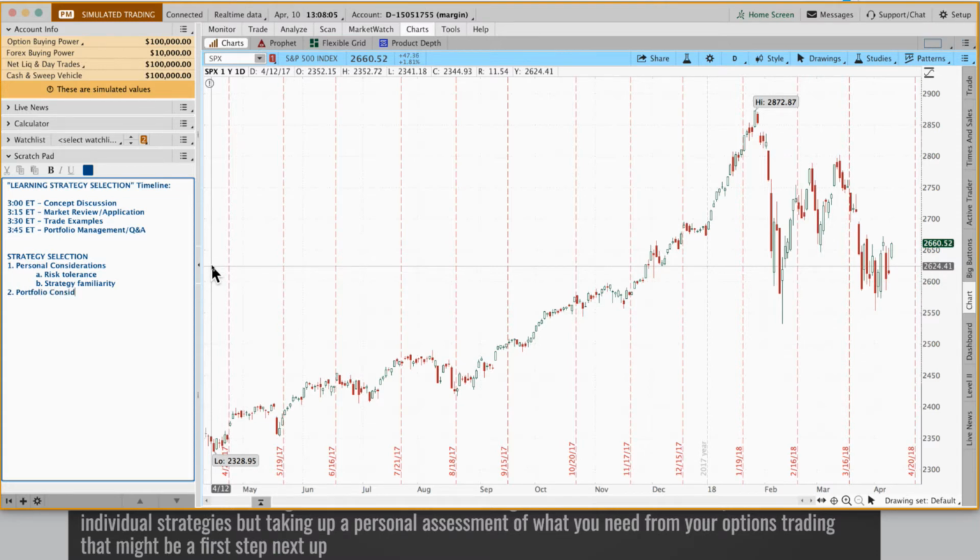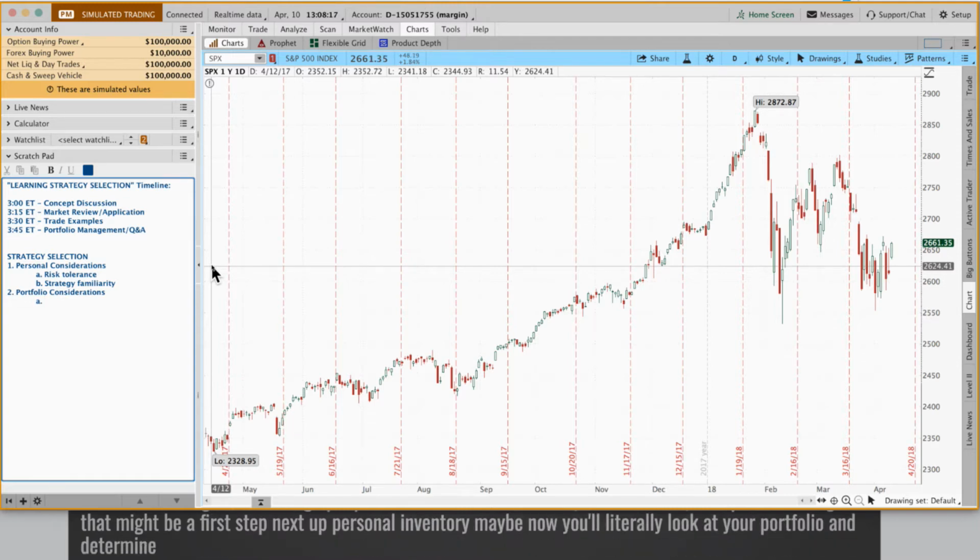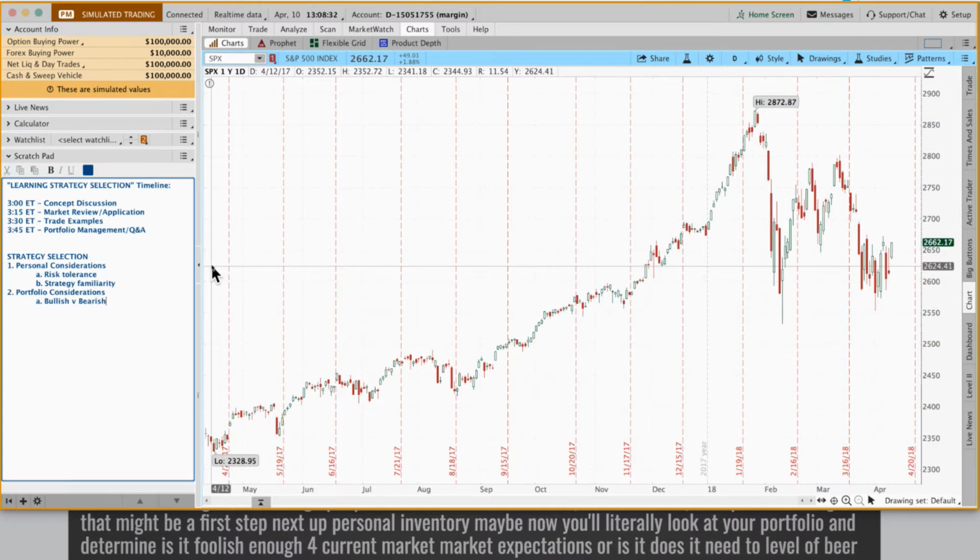Next up, your portfolio considerations. So once you've taken that personal inventory, maybe now you literally look at your portfolio and determine, is it bullish enough for current market expectations? Or does it need a level of bearishness added to it?